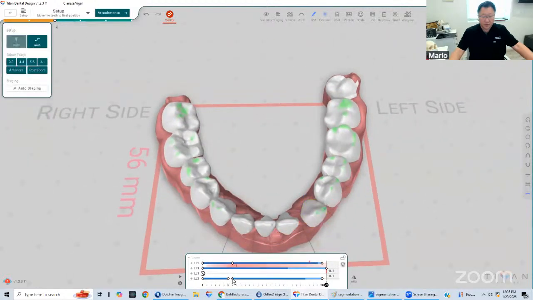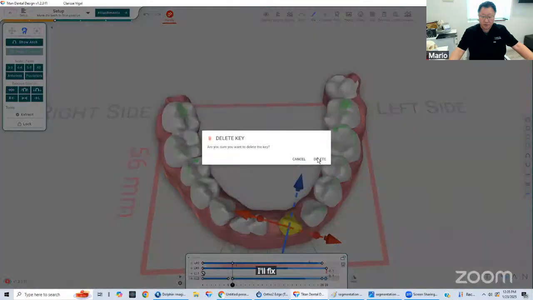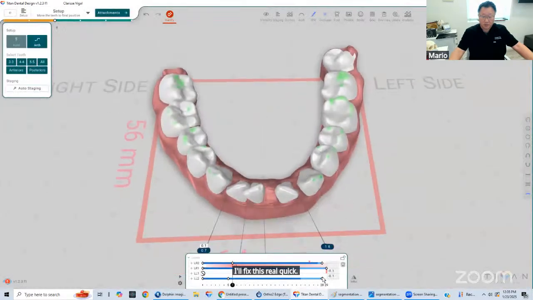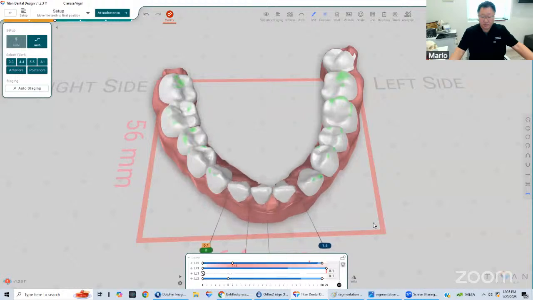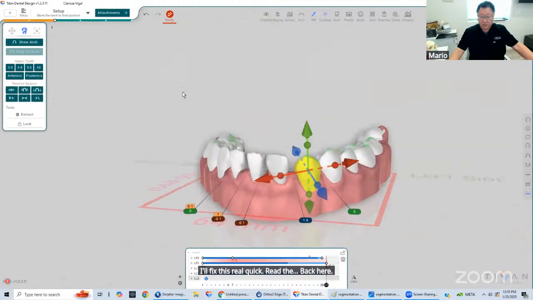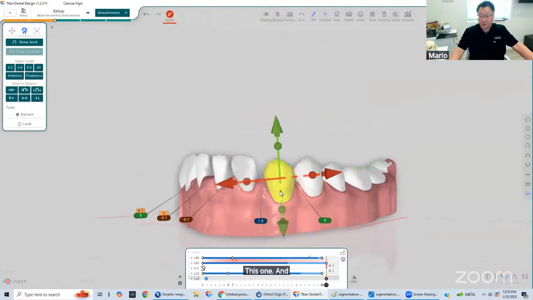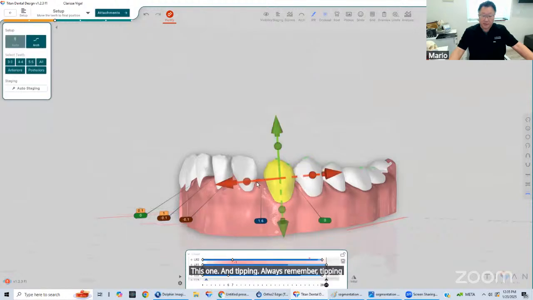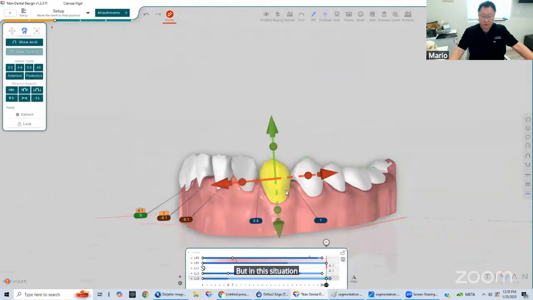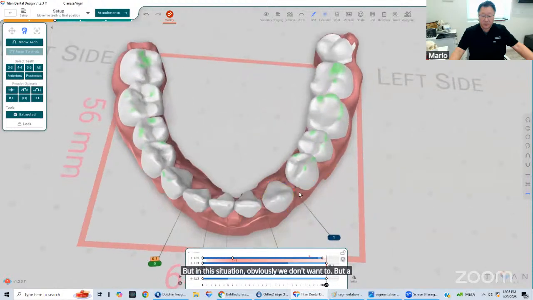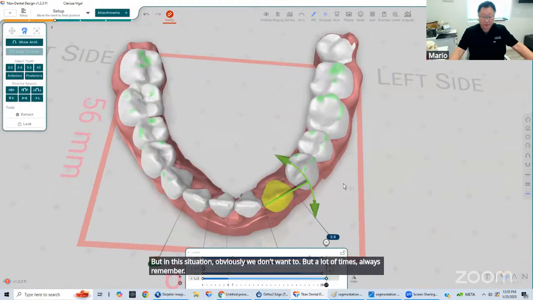Come back to fix this real quick. Read that, and then we'll come back to the end. And then put this one. And tipping. Always remember, tipping is easier, right? But in this situation, obviously we don't want to tip. But a lot of times, always remember, sometimes you can tip first when you move.